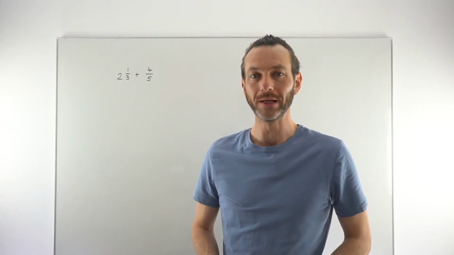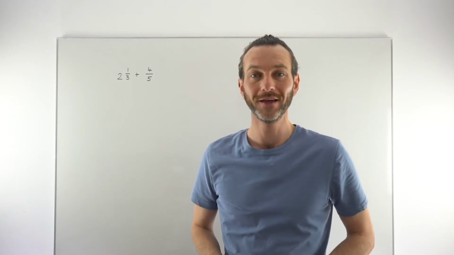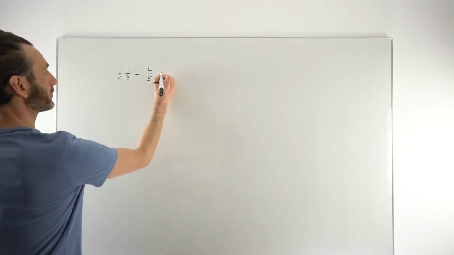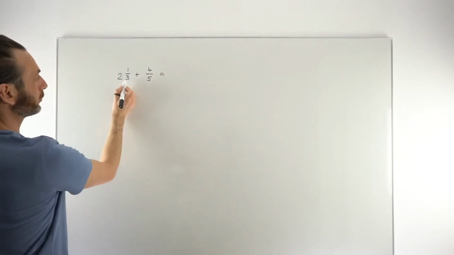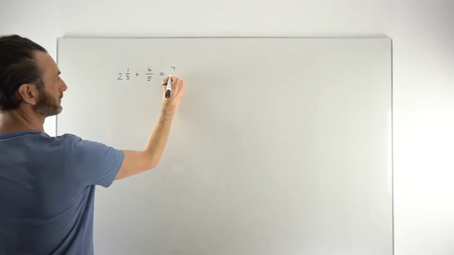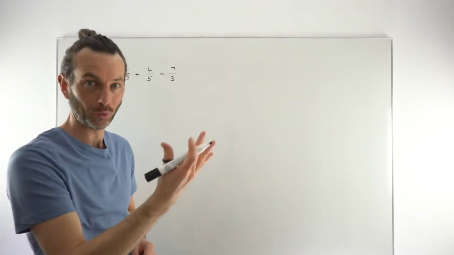In this question, we're being asked to add the mixed number 2 1/3 to the fraction 4/5, and we do this by changing the mixed number into a top-heavy fraction. So there's a little process for that. You just multiply the 3 to the 2 and then add it to the 1. So 3 times 2 is 6, plus 1 is 7, and it becomes 7 over 3. So you just need to remember how to do that, just that little process.